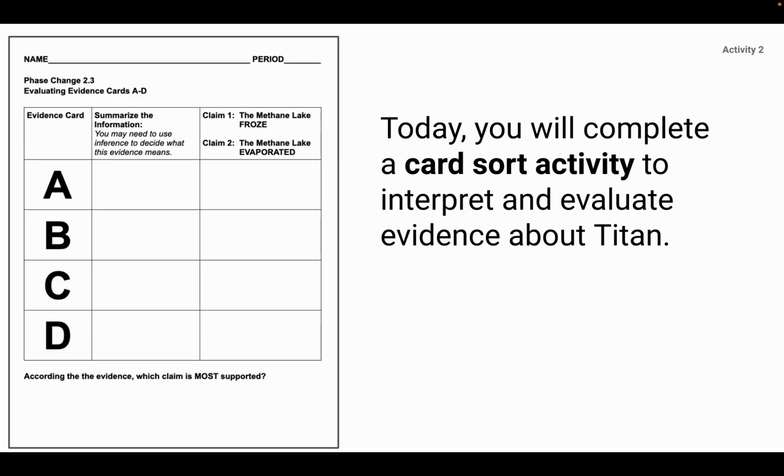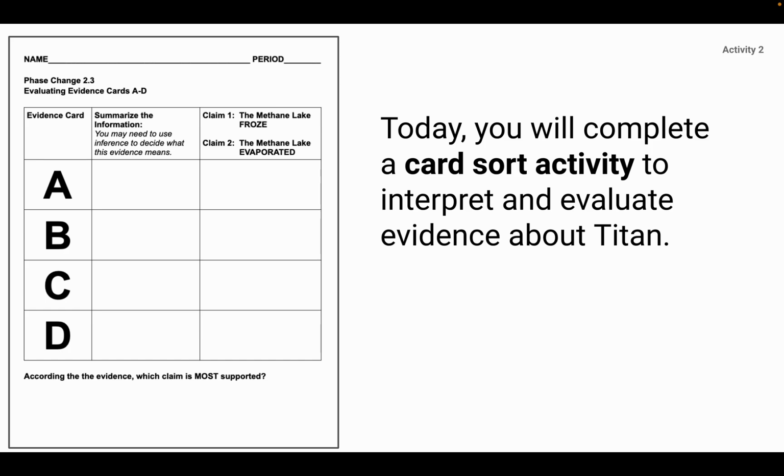All right, so on your notes, you have this card sort activity, and you'll see this is the last page of your notes for Chapter 2. I have the evidence cards going down the first row. The second row is a summarization of the information. Now, you may need to use some inference to decide what this evidence means to you, okay? And then we have the claims, either claim number 1 that the methane lake froze or claim number 2 that the methane lake evaporated. You are going to decide whether that evidence supports or refutes either one of those claims.